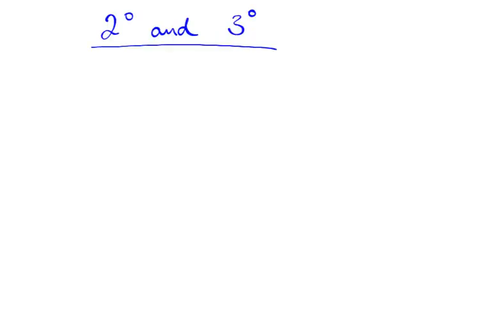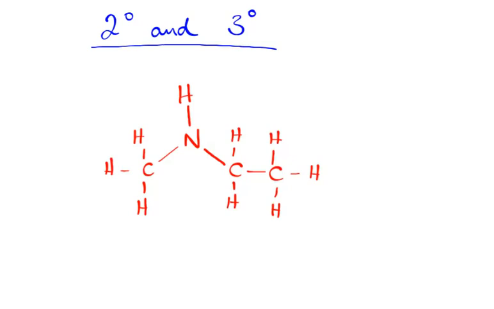Well, that takes care of primary amines, hopefully. The plot thickens when we move on to secondary and tertiary amines. Let's have a look at a secondary amine. So here's a secondary amine. Hopefully we're happy with that. We've got these 2 R groups. So we've got 2 carbons there.